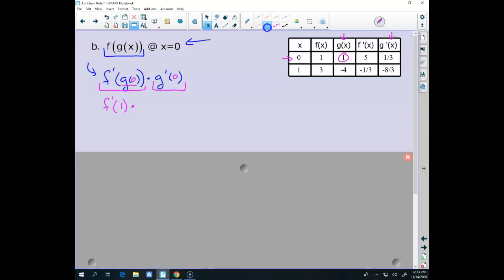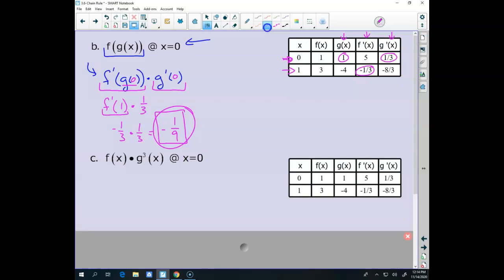So I'm coming to my derivative at 0. That's 1/3, 1/3. But now what's f prime of 1? So that's making me come to my f prime column at 1. Oh, that's negative 1/3. So that's going to be negative 1/3 times that 1/3. Well, that gives me negative 1/9. So the derivative of f of g of x evaluated when x is 0 is negative 1/9. Okay? And we're just going to do a couple more of these.